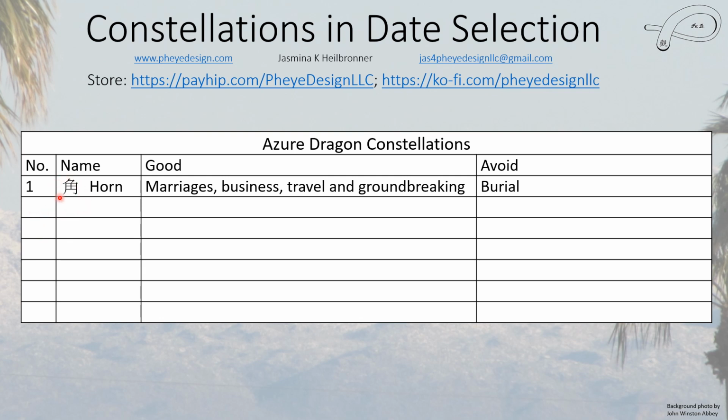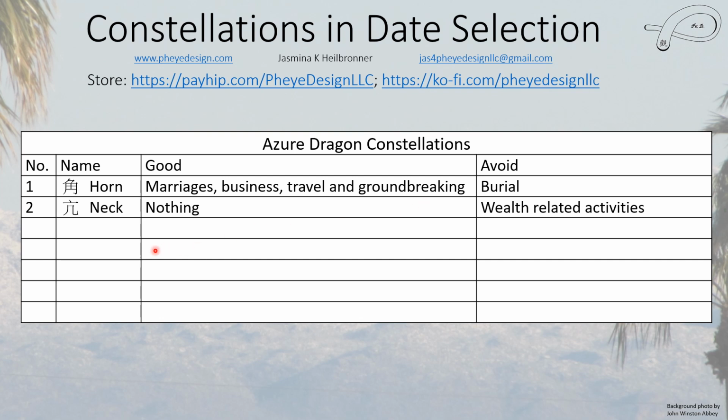So we start out with number 1. It's the horn. This is the Chinese character that's used. This is good for a lot of things except burial, but these are the things that it's best for: marriages, business, travel, and groundbreaking. And this means if you're starting a building from scratch, this is the day that you dig into the ground to lay the foundation.